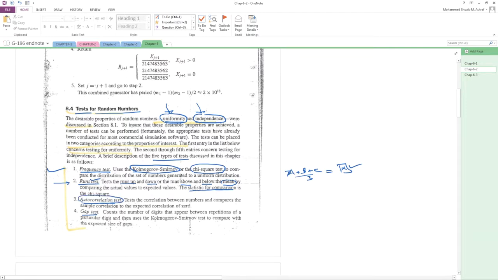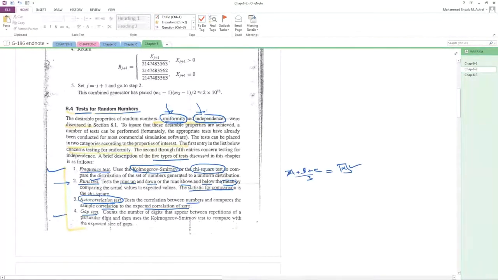Next is the autocorrelation test. Autocorrelation means the relation between numbers, comparing the sample correlation to the expected correlation of zero. We will compare that result with the sample correlation.